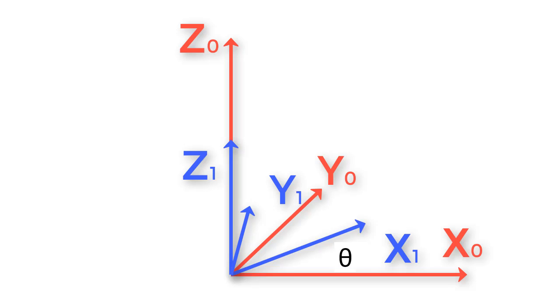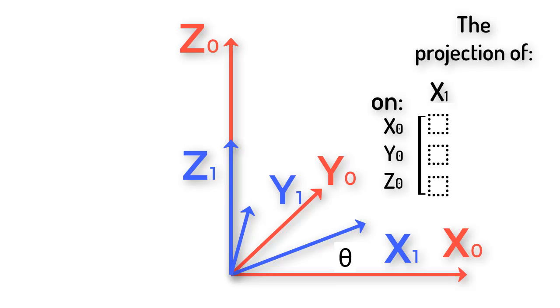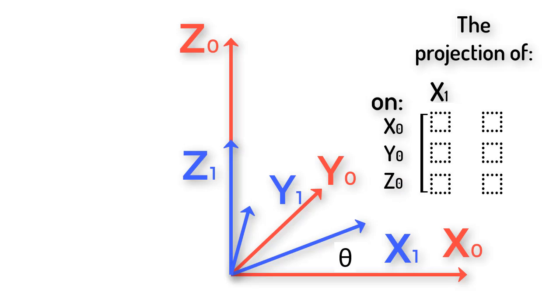I could use this same projection idea. I'll start with the axis x1, and I'll write down the projection of x1 on x0, the projection of x1 on y0, and the projection of x1 on z0. Now I'm going to make another column next to this one. In this column, I'll write down the projection of y1 on x0, the projection of y1 on y0, and the projection of y1 on z0.